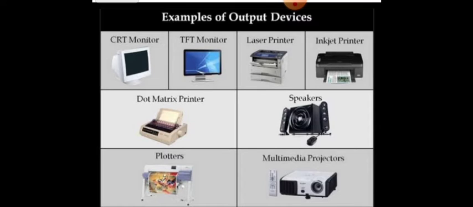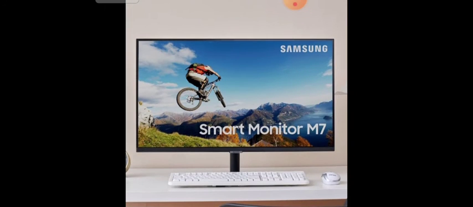Okay, so here are some examples of output devices again. First is monitor, second is printer, next is plotter, projector, speaker. These are all examples of output devices. Now we are going to study them one by one. Okay, so first, can you see the image? What do you understand? What output device are we going to take?